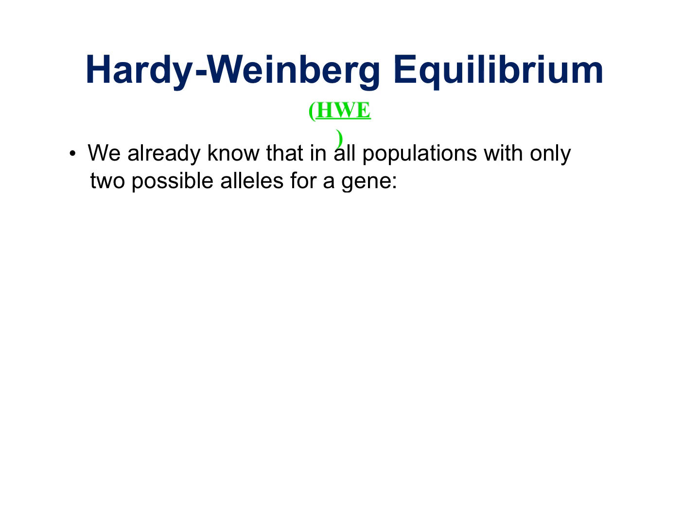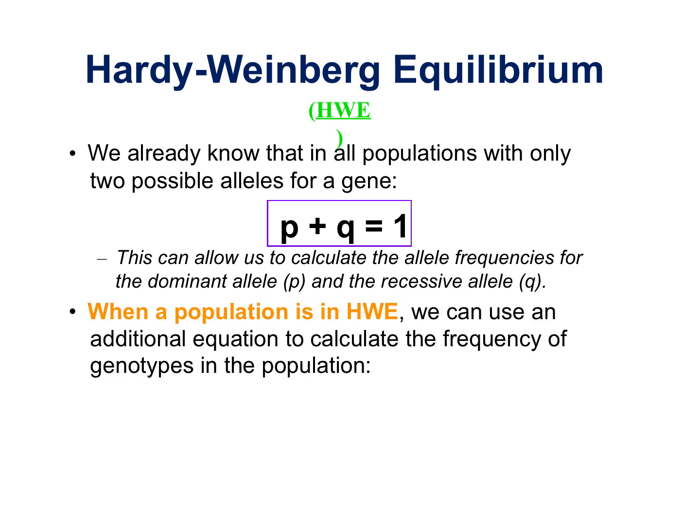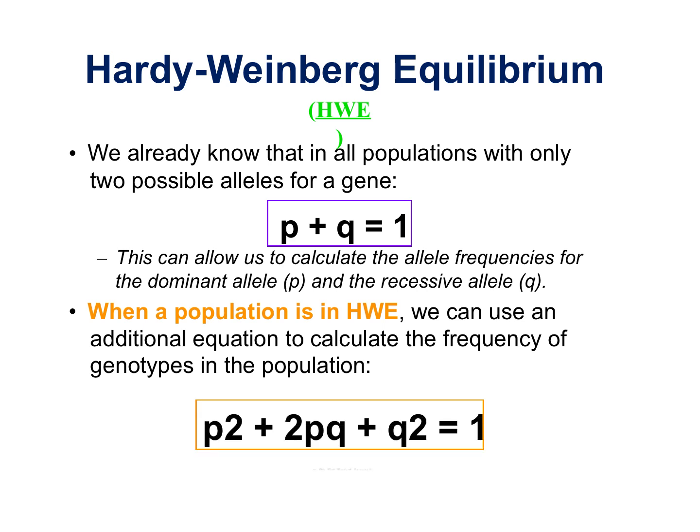So we already know that in all populations with only 2 possible alleles for a gene, we're going to use this equation. So if there's 2 alleles, one of them will be P, the other one will be Q, and together they equal 1. This equation can allow us to calculate the allele frequencies for the dominant allele, P, and the recessive allele, Q. If this frequency does equal 1, then we know it is in Hardy-Weinberg equilibrium, so we can use an additional equation to calculate the frequency of the genotypes in a population, which is going to be this equation of P squared plus 2PQ plus Q squared equals 1.